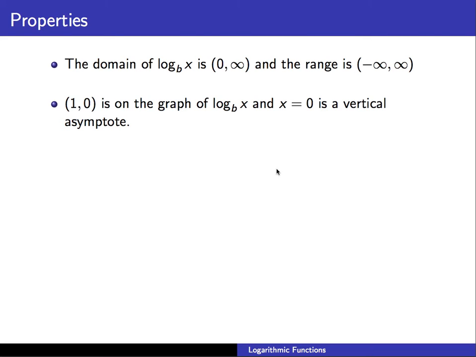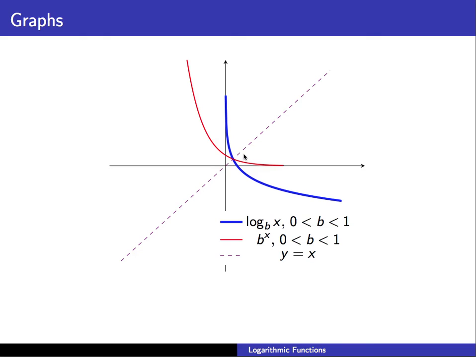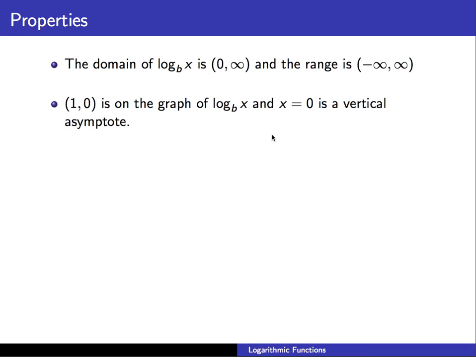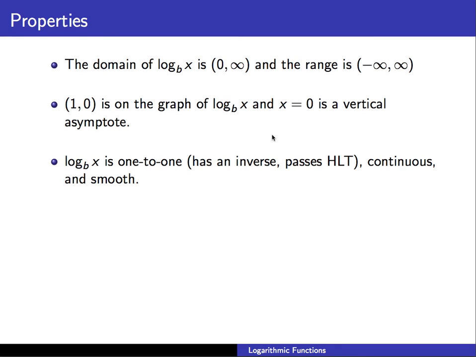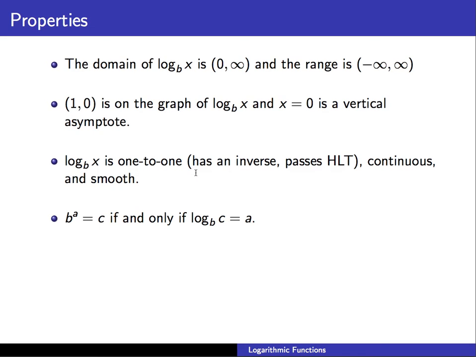So again, remember the behavior of the graph around a vertical asymptote. It's either going to go up forever or down forever, but never actually hit that vertical asymptote itself. Log base b of x is 1 to 1, which means it has an inverse and passes the horizontal line test. It is continuous, so we can draw it without lifting our pencil off the paper, and it's smooth. There are no jagged, sharp edges to it.